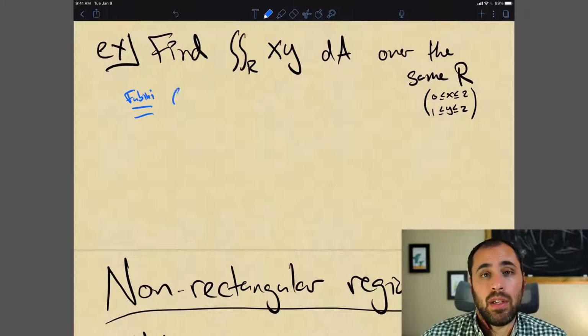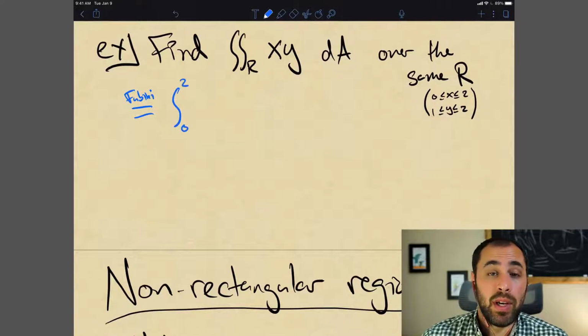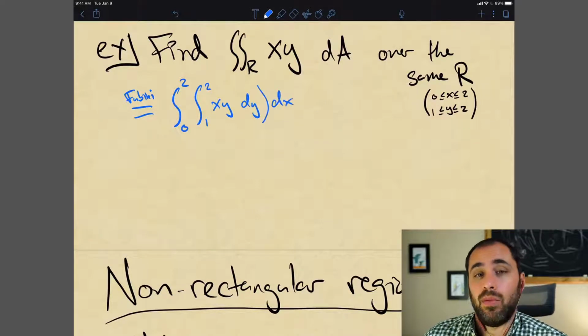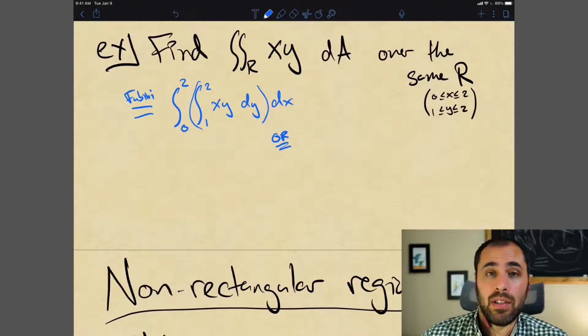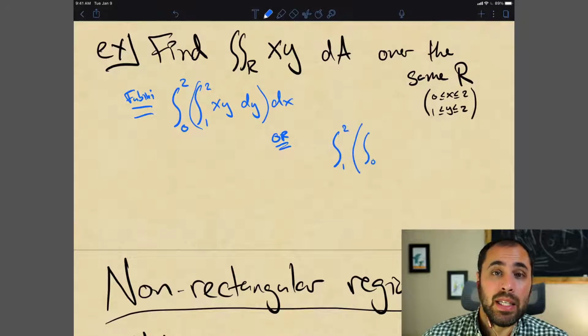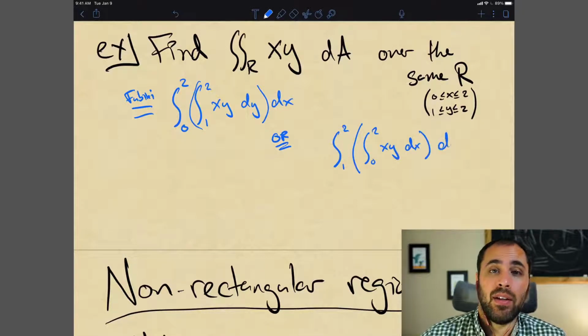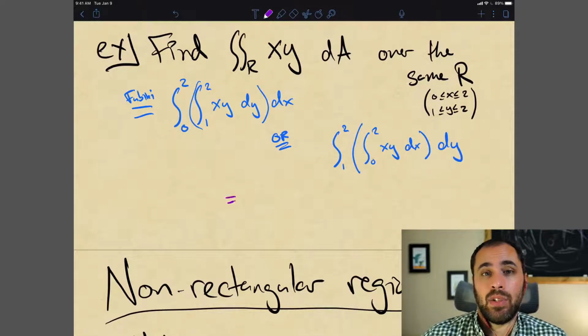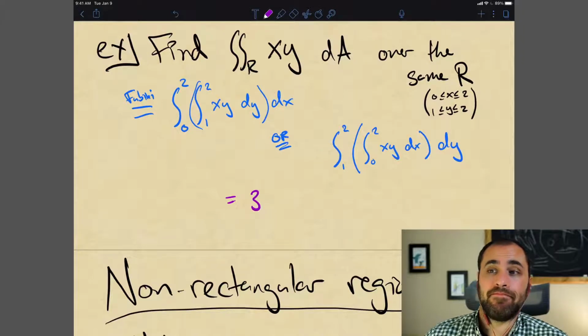Fubini's theorem tells us there are two ways we could set this up. And then if we carefully do either of these, evaluating the inside integral and then the outside, we should get the same answer, which in this case is 3.